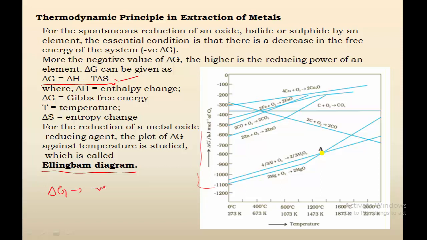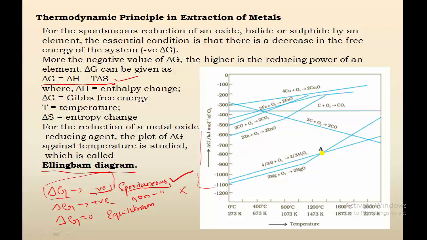If delta G is negative, then the process is spontaneous and the reaction will take place. If delta G is positive, then it is non-spontaneous and the reaction will not take place. And if delta G is equal to 0, then it is in equilibrium. So for a reaction to take place, the process should be spontaneous, and it is spontaneous if delta G is negative. So the condition for a reaction is that delta G should be negative, then only the reaction will take place.